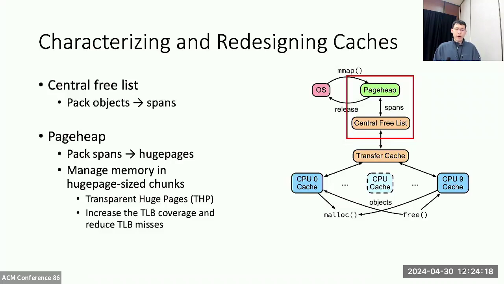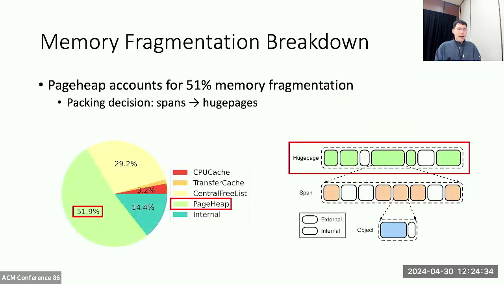TC-Malloc's huge page-aware page heap manages memory in huge page size chunks to take advantage of transparent huge page support in the kernel. By covering consecutive pages using huge pages in the page table, we can reduce stalls by increasing the TLB coverage and reduce TLB misses. Let's first take a look at the memory fragmentation breakdown in TC-Malloc, which is shown in the left figure. We can see that the page heap, which is a place where we pack spans into huge pages, is a major source of memory fragmentation.